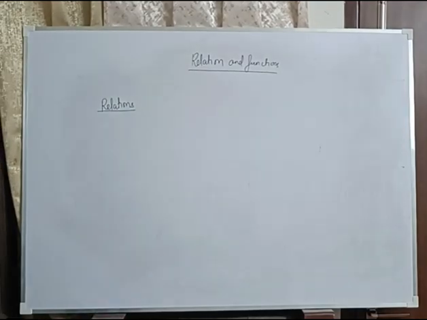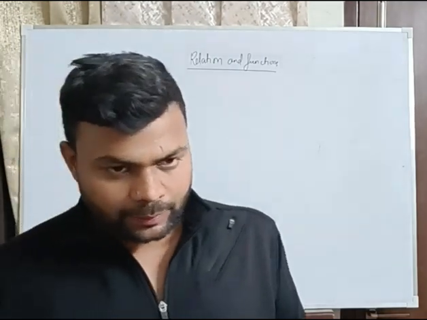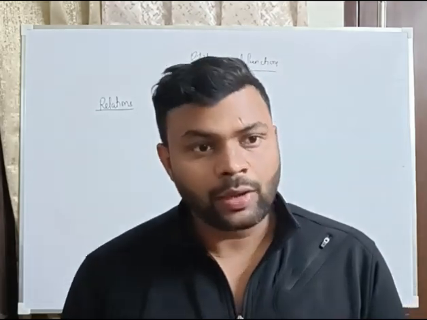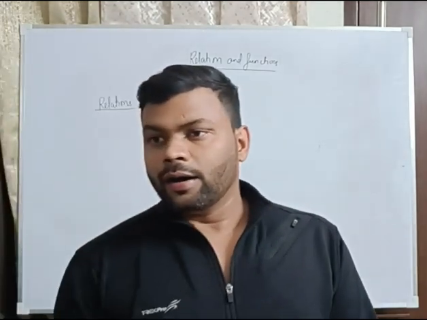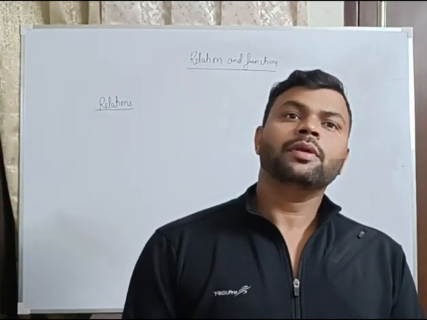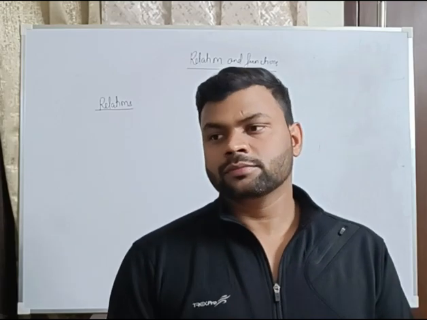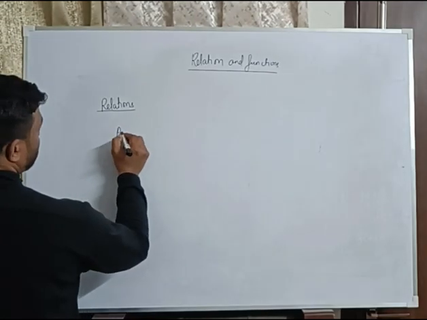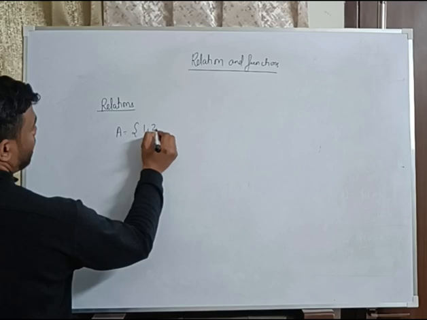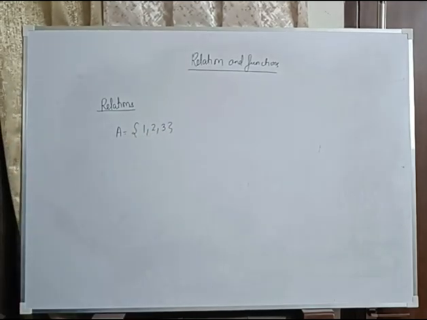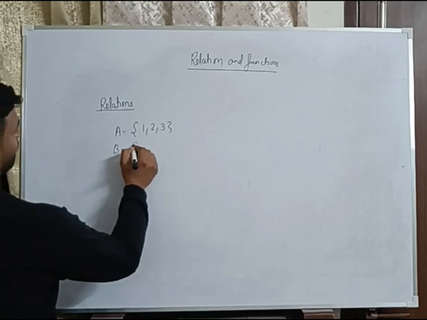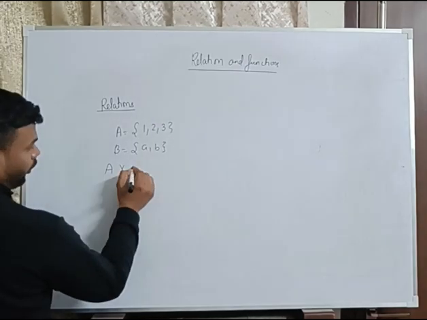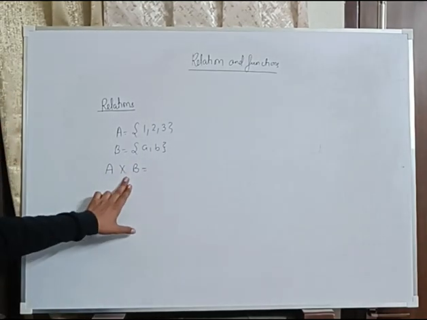So let me explain to you the concept of Cartesian product. Cartesian product is a topic of class 11th. I hope you all remember this topic. Can anyone tell me what is Cartesian product? Anyone? So let me give you an example. We have two sets. Set A containing elements 1, 2, 3, and set B contains elements a, b. Then we denote Cartesian product by A cross B. This is A cross B. This is a Cartesian product.